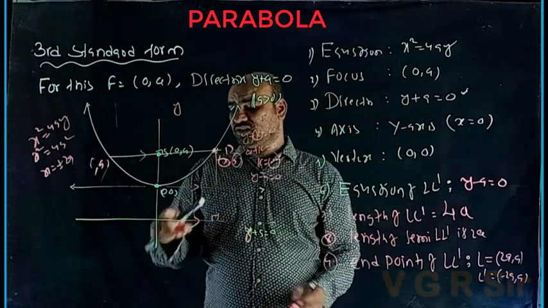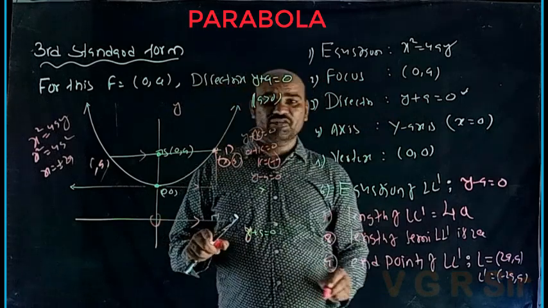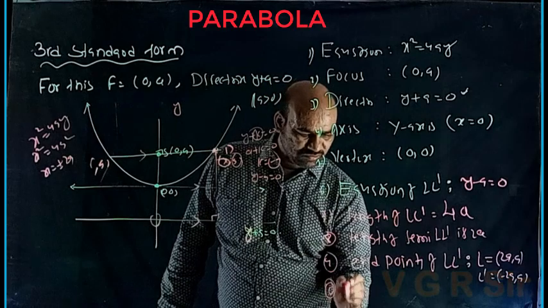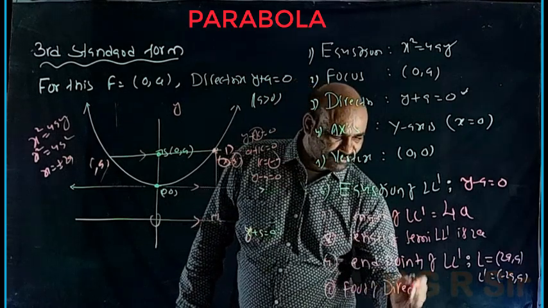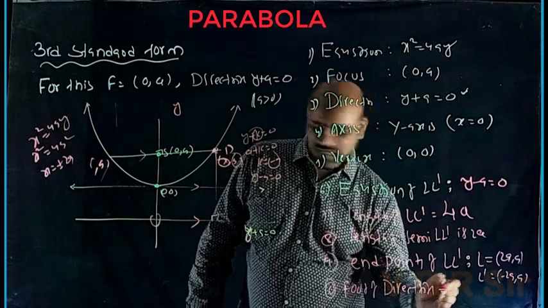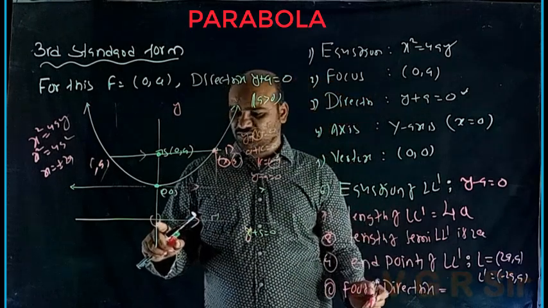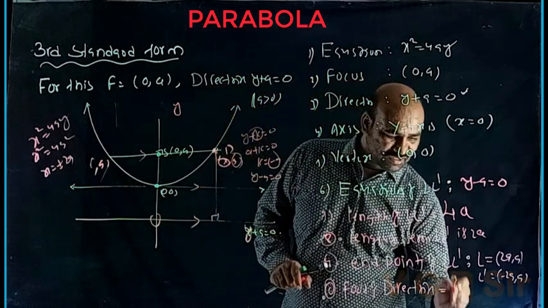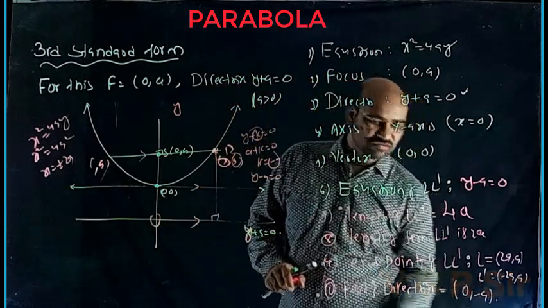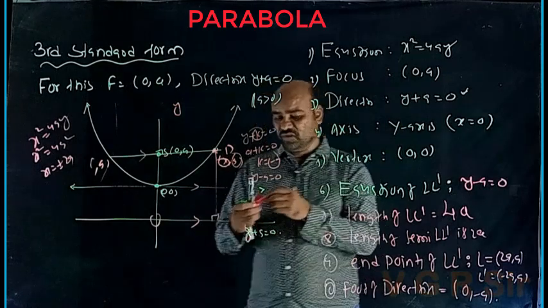Next, what is next? This one, foot of the directrix. Directly I want to write, what is this here? Point on the y-axis, no? 0 comma minus a. So this is about the third form.